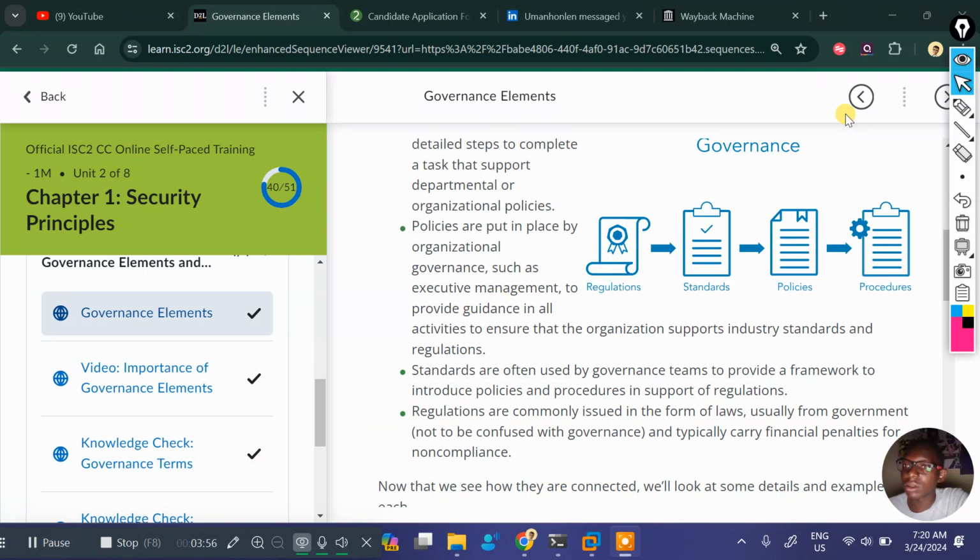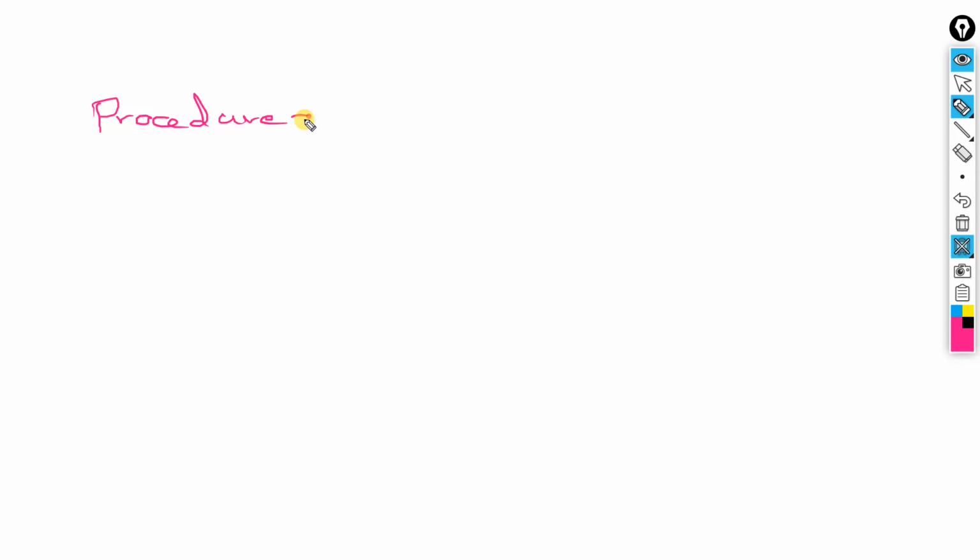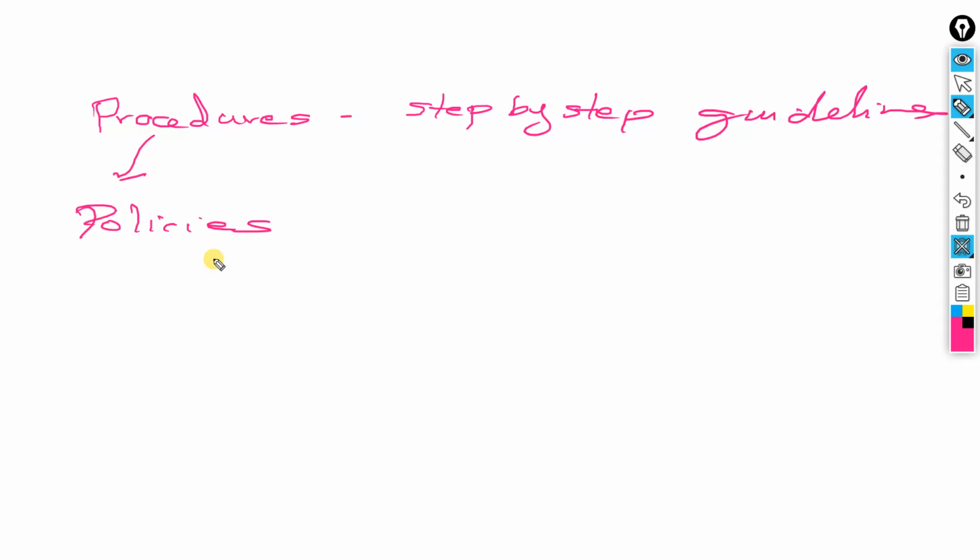So in order, we are going to put it this way. Let me get out the whiteboard. And basically we have the first one being procedures. Procedures, of course, step by step. Guidelines, right? Procedures come first, followed by the policies. And right after the policies, we have the industry standards. And right after standards, we have the government law.